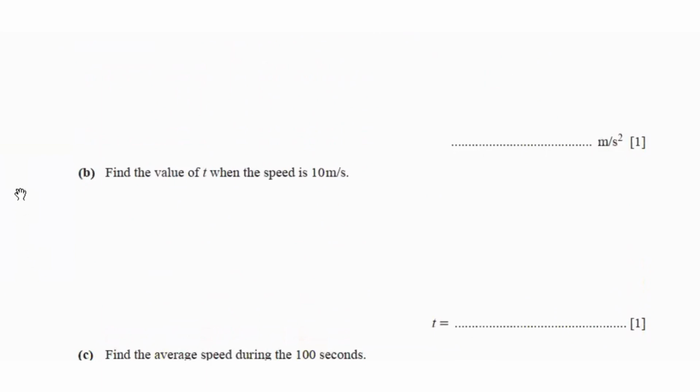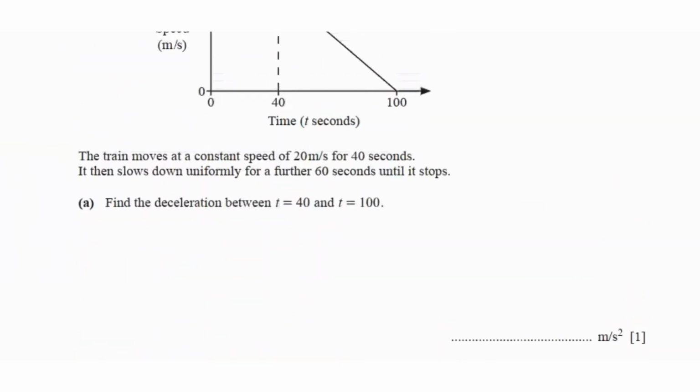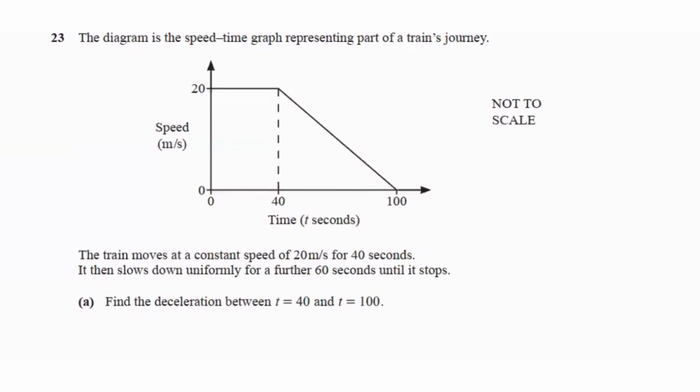Part B says find the value of t when the speed is 10 meters per second. So when the speed is 10 meters per second, that's going to be half of this. So we need to find this value. So once again, it's following on the same slope. So the deceleration value would be same.